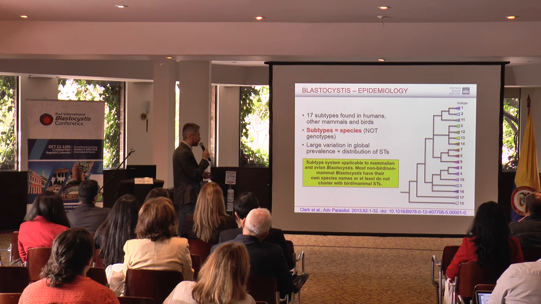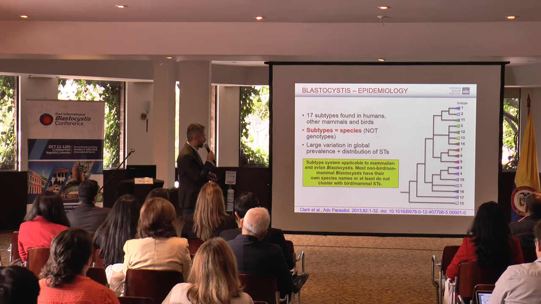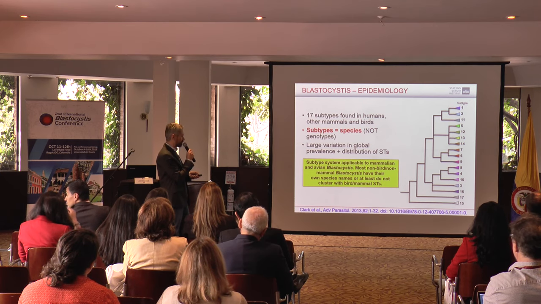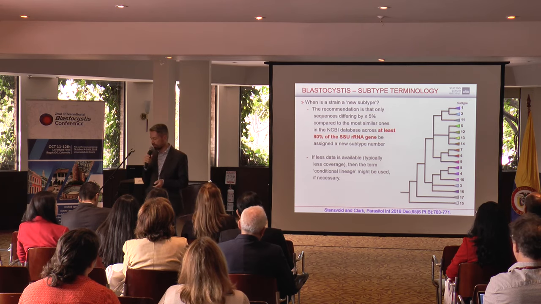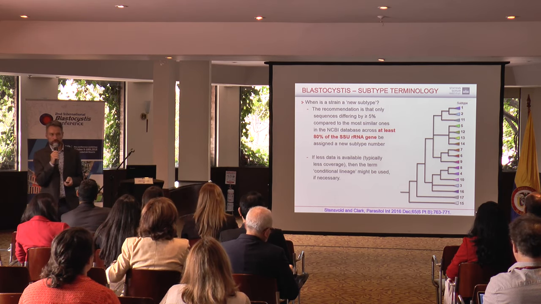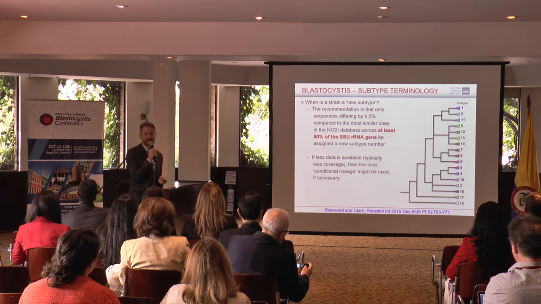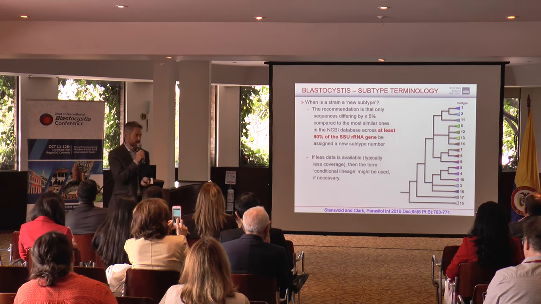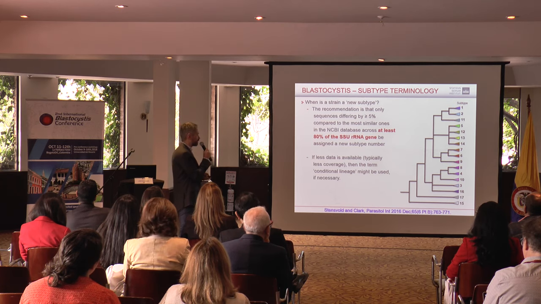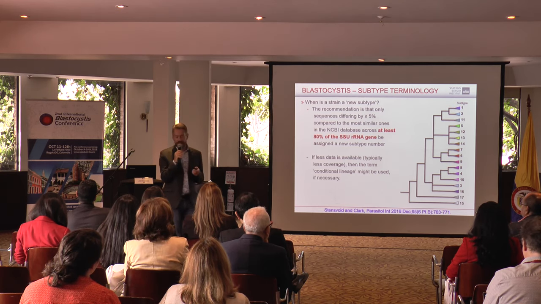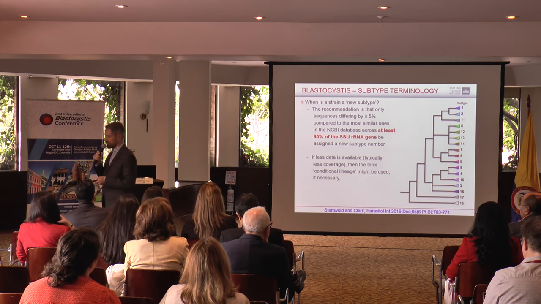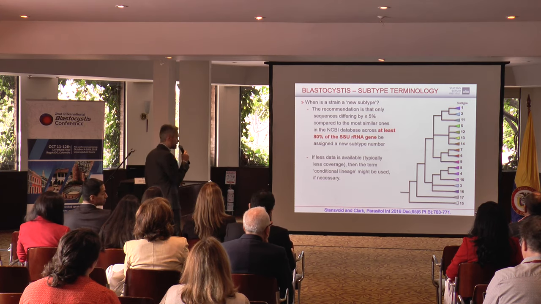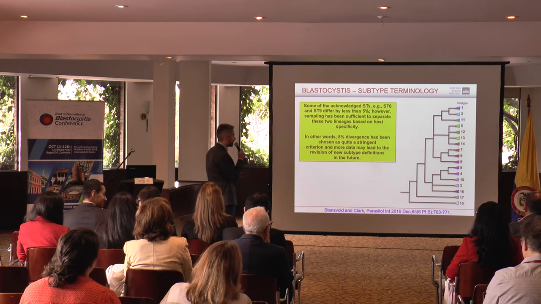So the subtype system is applicable to mammalian and avian blastocystis. And most non-bird, non-mammal blastocystis have their own species names, or at least do not cluster with bird and mammal subtypes. So when is a strain a new subtype? It is really important to have some agreement on this, because otherwise we can end up in a situation similar to the one that we had some years ago, where we all had our own terminologies. So I and other people recommend that we need 80% or more of the small subunit rRNA gene, and that sequence has to differ by 5% or more to be considered a potentially new subtype. So that's a recommendation for now.